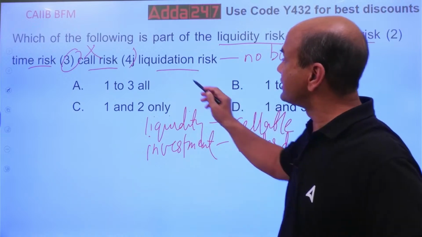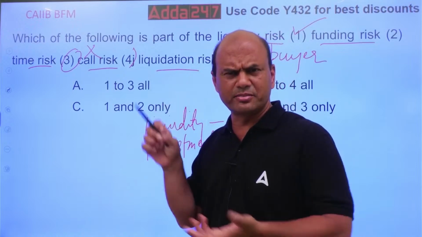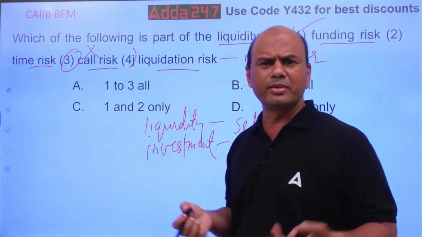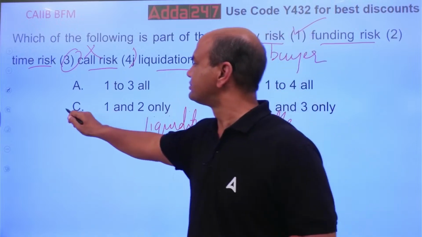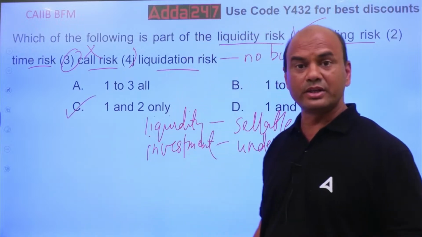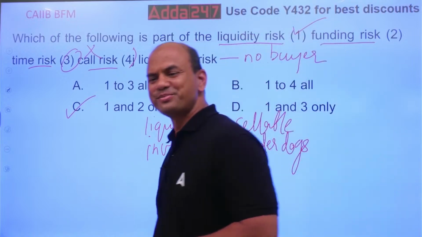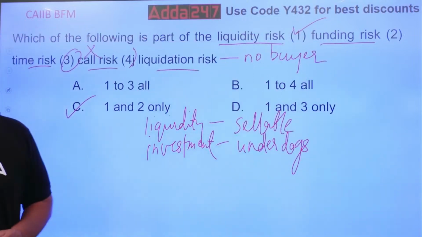So if I am buying some bonds with a liquidation problem, where nobody is buying them, I am not in that business, correctly. So the answer is C, 1 and 2 only, isn't it? Got it, everyone? It's 1 and 2.